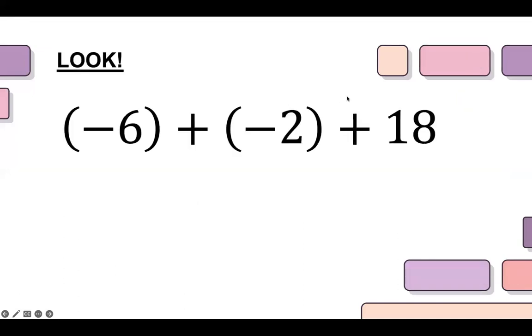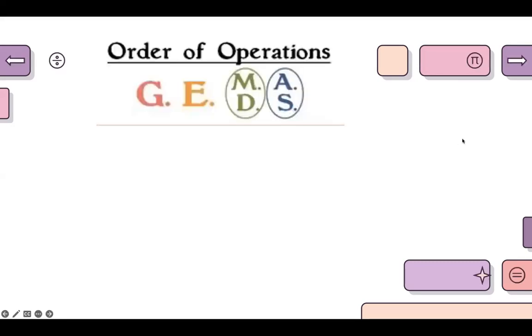But when you see something like this, the quantity of -6 plus the quantity of -2 plus 18, what part should you calculate first? Are you going to start at the left and go to the right, or go from right to left? So just a reminder, if you calculate them in the wrong order, you will get a wrong answer. That is why people agreed to follow rules when doing calculations, and they are the order of operations. We are going to follow the GEMDAS rule.